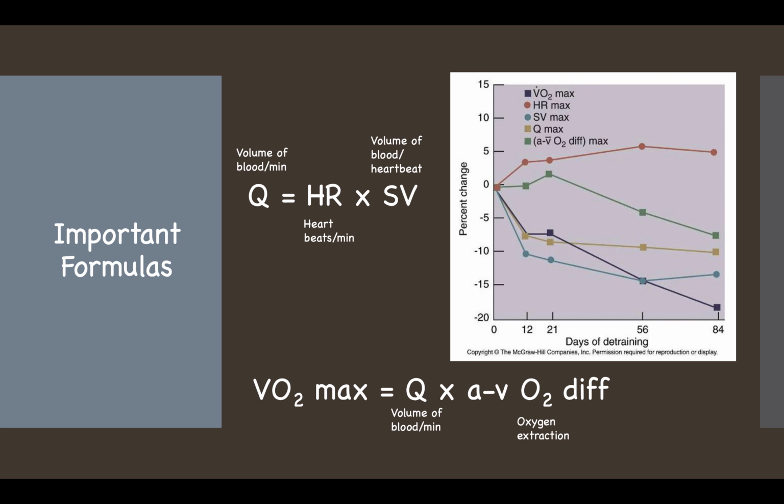The second important formula is the Fick equation. It's the formula for VO2 max, and that's going to be Q, which is cardiac output, times the AVO2 difference. So VO2 max consists of how much blood is getting pumped around the body per minute times how much oxygen is being extracted from the blood vessels.